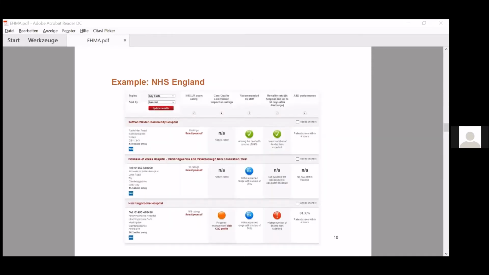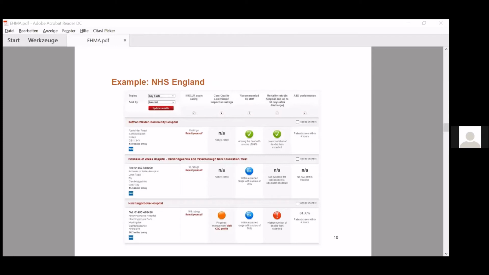I brought an example from the NHS England. This is most suited because everybody would understand these indicators, because it's in English, of course. And here you see that the indicators are presented. There are several levels, several layers to present the indicators. I chose here the key facts only, and again, this system is very rich in indicators.